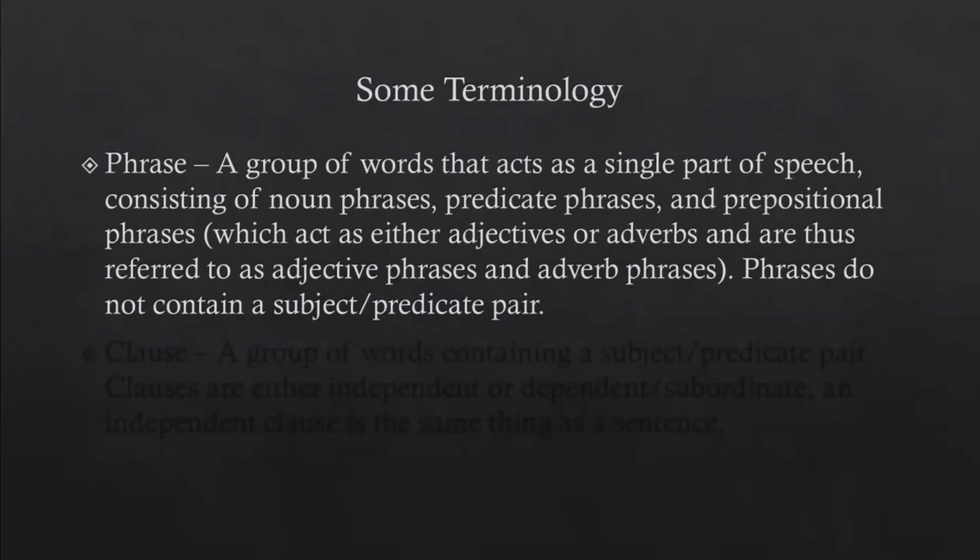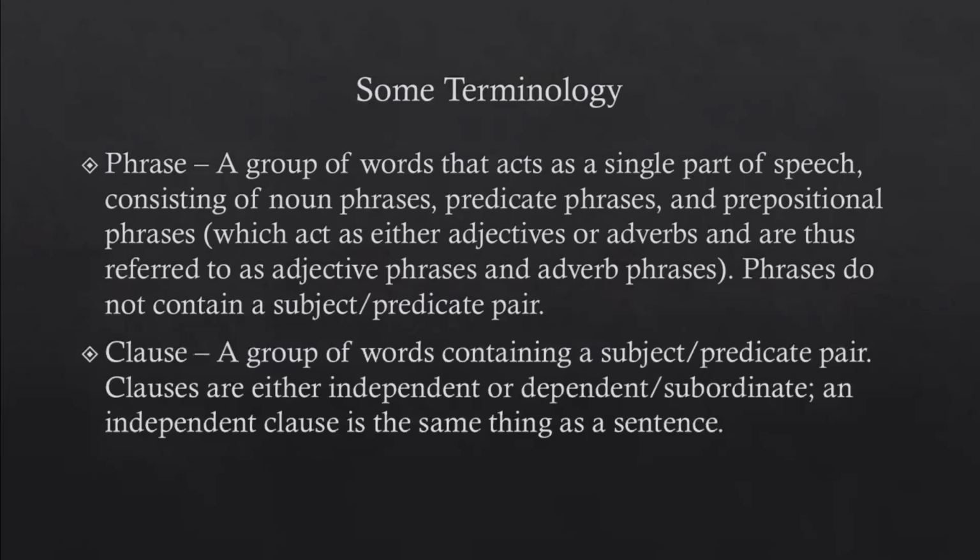So a phrase is a fragment. A phrase is a part of a sentence. It's not itself a full sentence. A clause, on the other hand, is a group of words containing a subject and predicate pair. Now, they are either characterized as independent or dependent or subordinate. Sometimes you'll hear them referred to as subordinate clauses. But independent, dependent, if you can remember that.